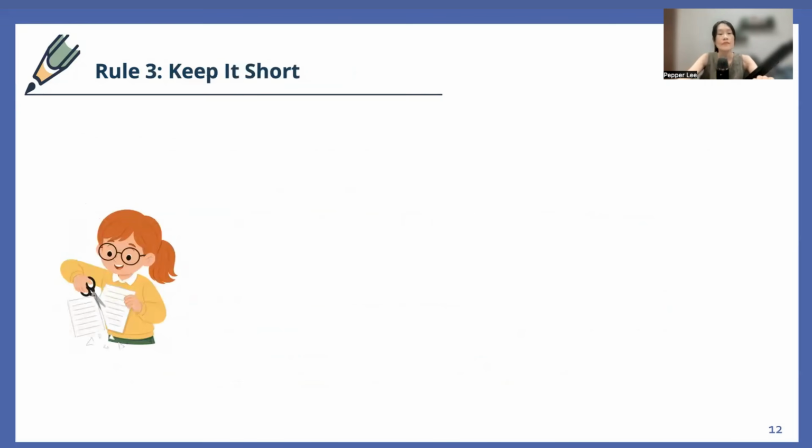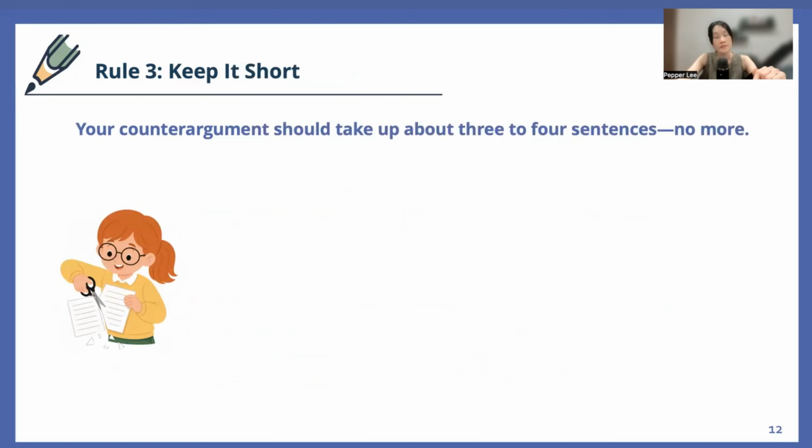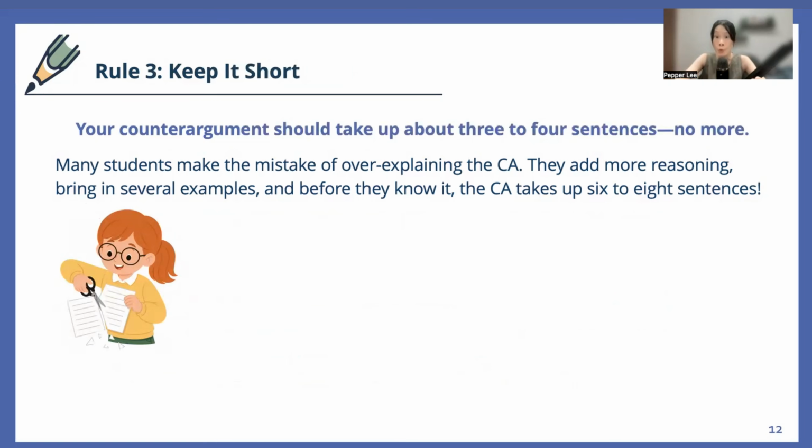Okay? Now, third rule is simple. Simply keep it short. Your counter argument should take up about 3 to 4 sentences and no more. If you make the mistake of over-explaining the counter-argument, you may end up with an unbalanced paragraph with the counter-argument taking up too much space. Many students get carried away when writing the counter-argument. They add more reasoning. They bring in more examples. And then before they know it, the counter-argument is already spanning 6 to 8 sentences. That's too much.